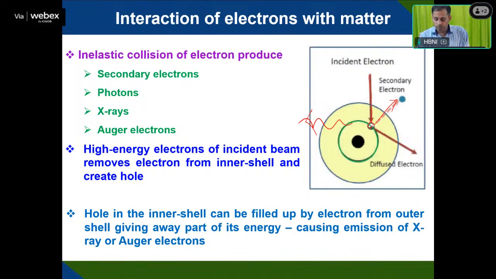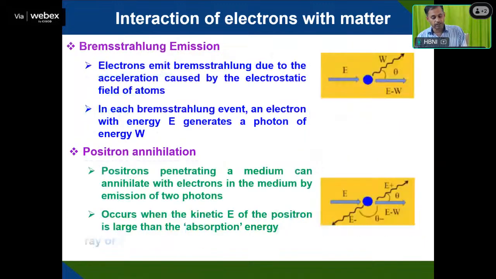Once that electron moves away, a hole will be generated. This hole can be filled by an electron jumping from a higher orbital to this one. Because of that, some X-ray can be generated, or, because of this, the Auger electron can be generated.